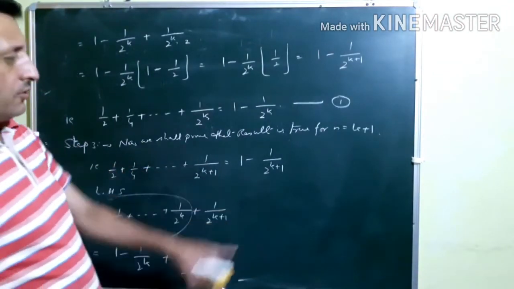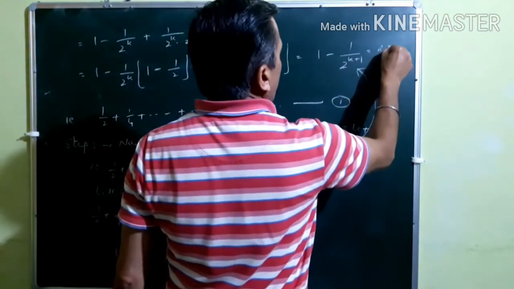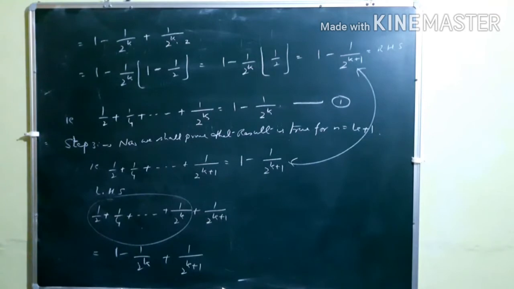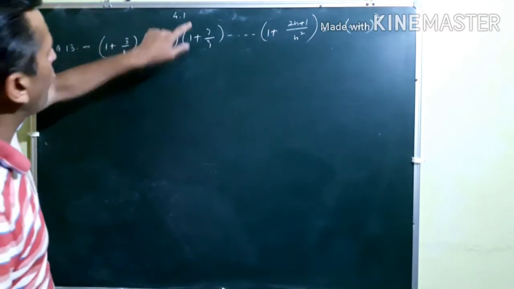See, both are the same. This is the result and this, both are the same, which gives your right hand side. So by induction you can prove that this result is correct. See, this is question number 13 from exercise 4.1.